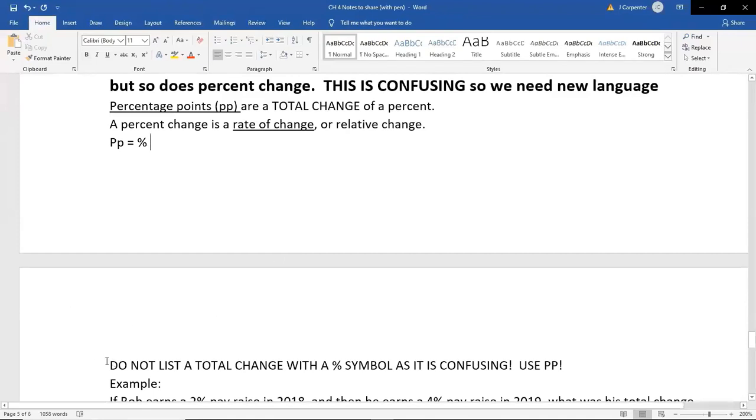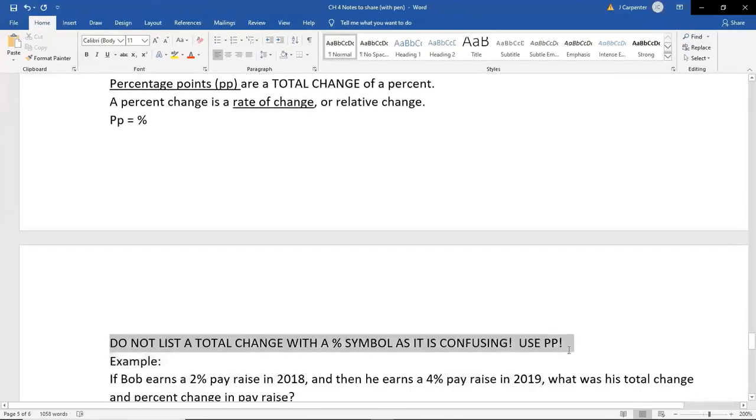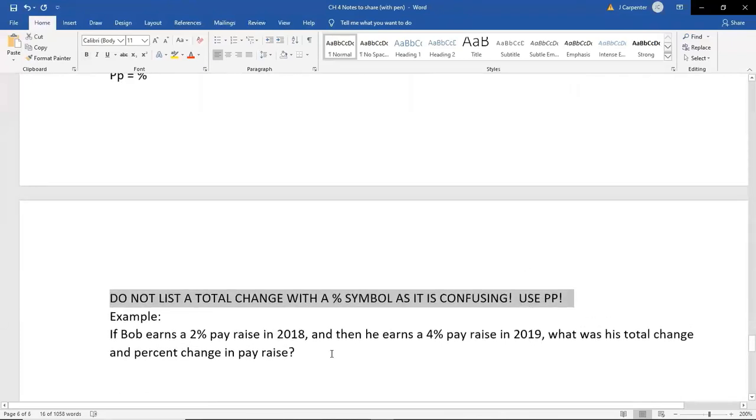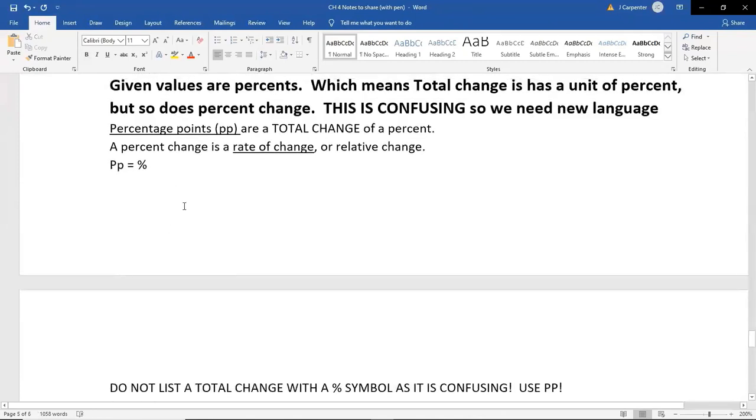Do not ever list a total change with a percent symbol. Use PP. Total change, PP, not the percent symbol. Total change, use PP. Now don't go back to 4.3 and start doing this, because in 4.3, the data given to us were not percents.